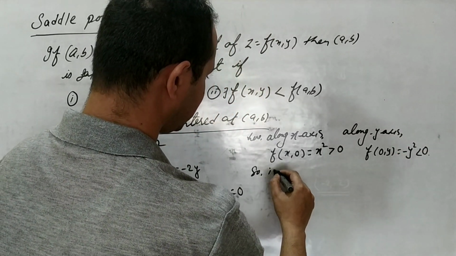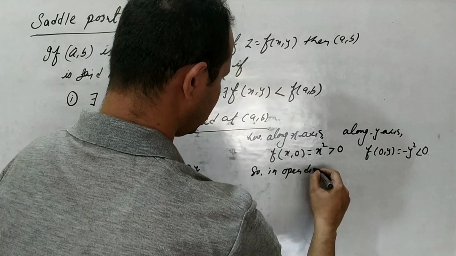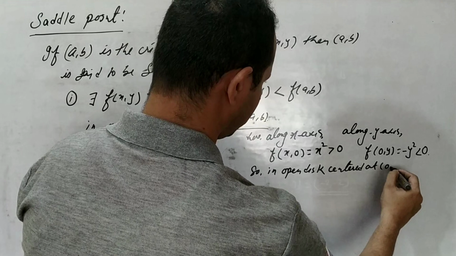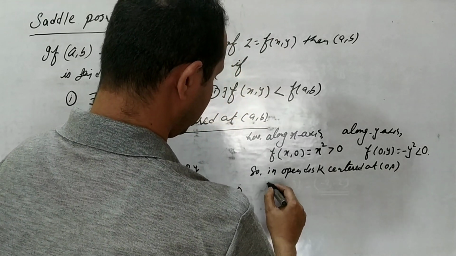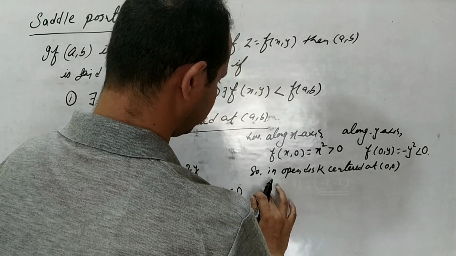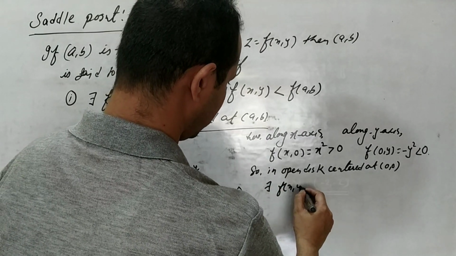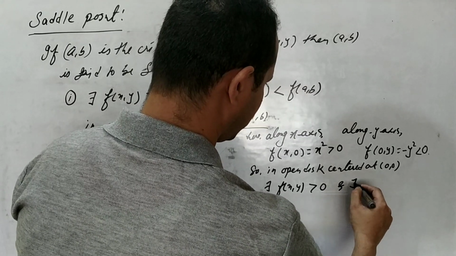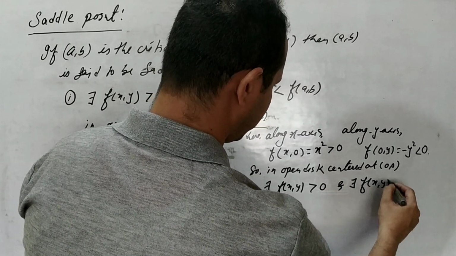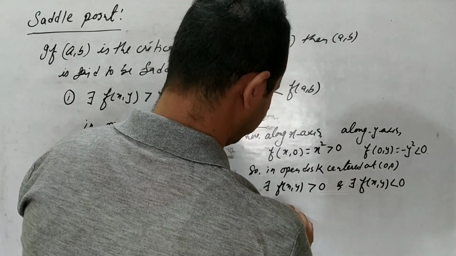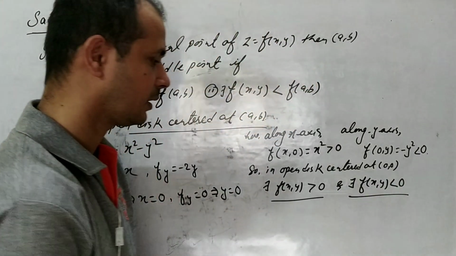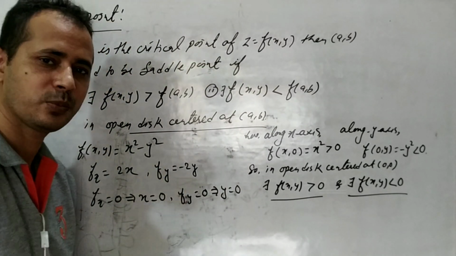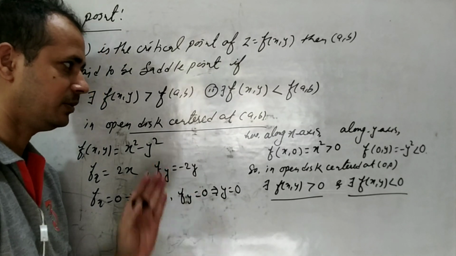So in any open disk centered at 0, 0, there exists some f of x, y more than 0, and there exists some f of x, y less than 0. So we can say for this function the critical point 0, 0 is the saddle point of this function.